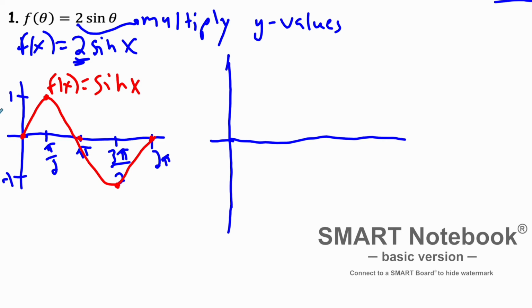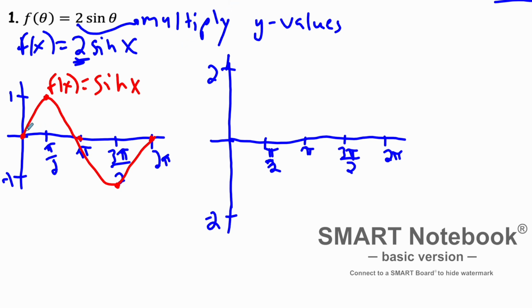So let's look at our first ones. The parent function is at 1. If I multiply by 2, now I'm up here at 2. This one down here at -1, if I multiply that by 2, now I'm down here at -2. My x coordinates did not change, so this is still pi over 2, pi, 3 pi over 2, and 2 pi. Those are the x coordinates. They are not changing today. Later on in the next set of notes, they will change, but for now, they're not changing.